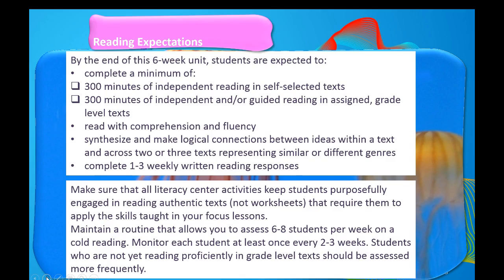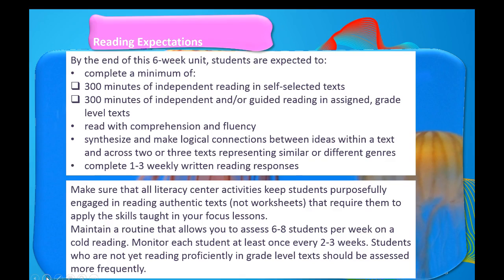The reading expectations for this 6 weeks are, as always, that independent reading time, that they have 300 minutes in their independent reading level. Then they have 300 minutes with you in your small group, where you are having a little bit more complex text for them, but where they can read it a little. We want them reading with comprehension and fluency. And then we want to make sure that they're synthesizing and making logical connections.